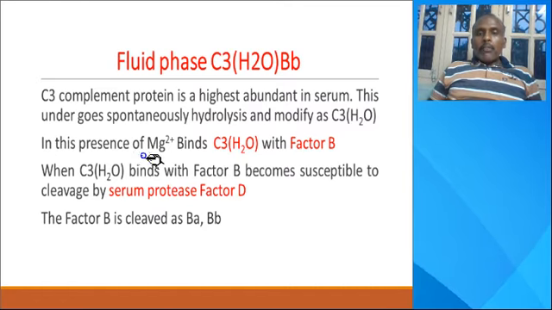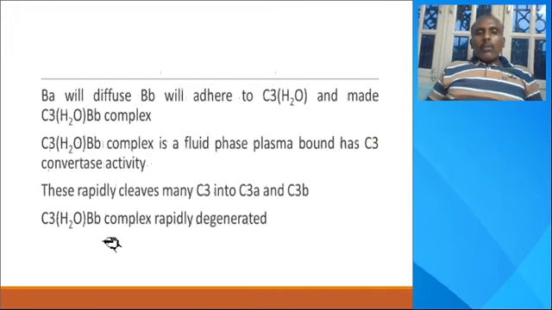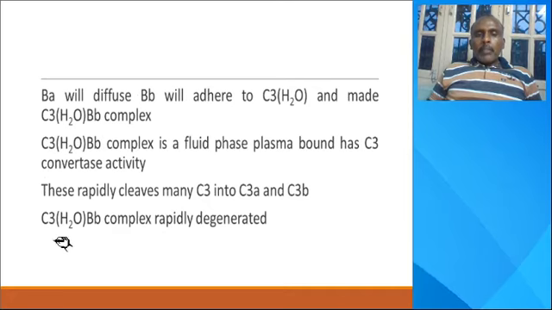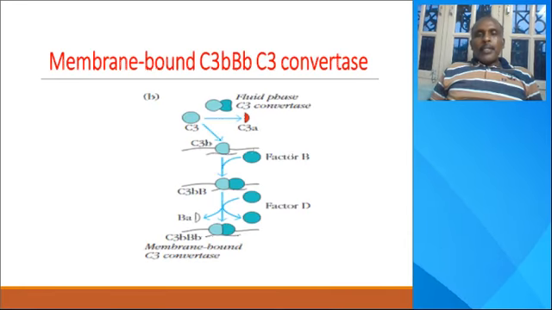In the presence of magnesium, factor B combines with Mg2+. Next, factor D is a serum protease. When factor D is there, factor B is more prone to cleave into Ba and Bb. Finally the C3bBb complex is formed, and it is rapidly degenerated. This first type is most prone to rapid degeneration.